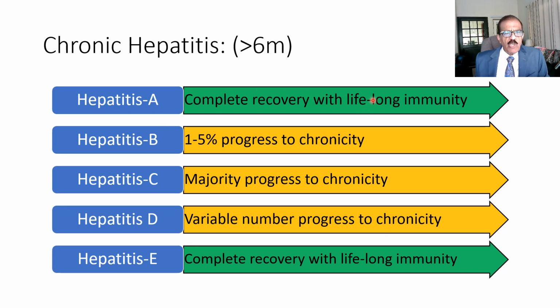Very briefly, chronic hepatitis. If viral serology remains positive after 6 months, then we call it chronic hepatitis. Hepatitis A and E do not cause chronic disease, and in hepatitis B 1 to 5% progress to chronicity. In hepatitis C the majority progress to chronicity, and in hepatitis E a variable number progress to chronicity. If they do develop chronic hepatitis, then they should be treated on the lines of chronic hepatitis. I have already told you that I've got separate videos on hepatitis C and hepatitis B. Please watch them also.